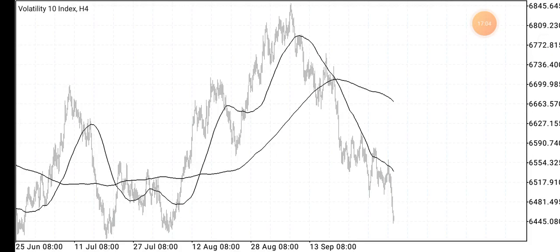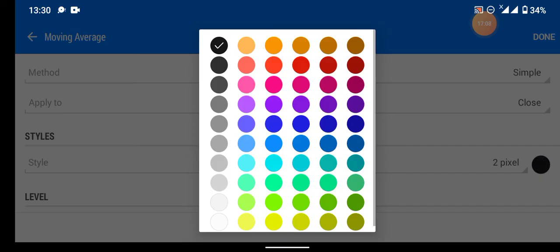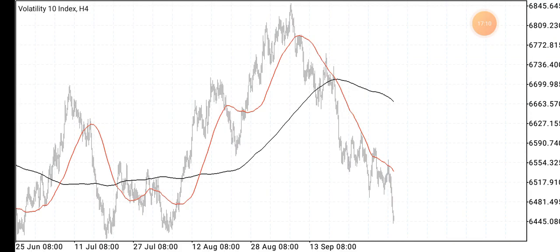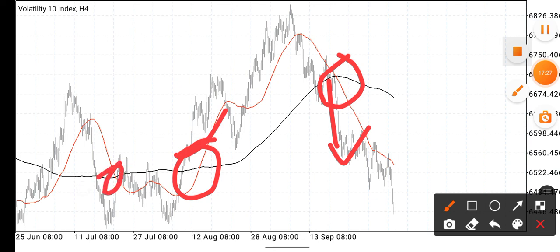Let me change the color of this. So basically, when there's a cross between the two moving averages, you enter a trade. I think this is what this strategy is about, but I don't use it because I think this is a win, but there are many losses. This is a win, loss, win. So this is a 60-40 trade. You win 60% of your trades, you lose 40%.